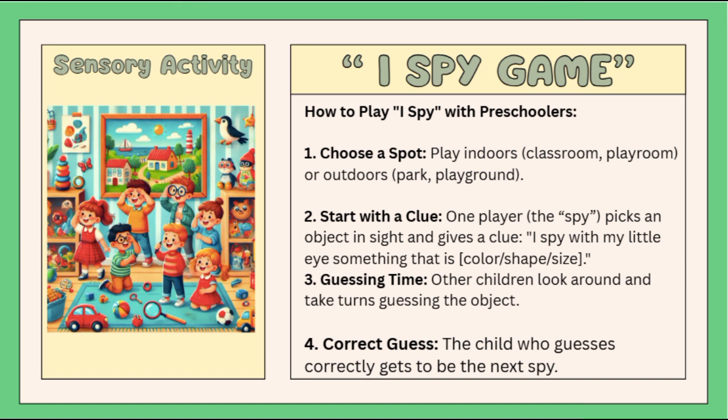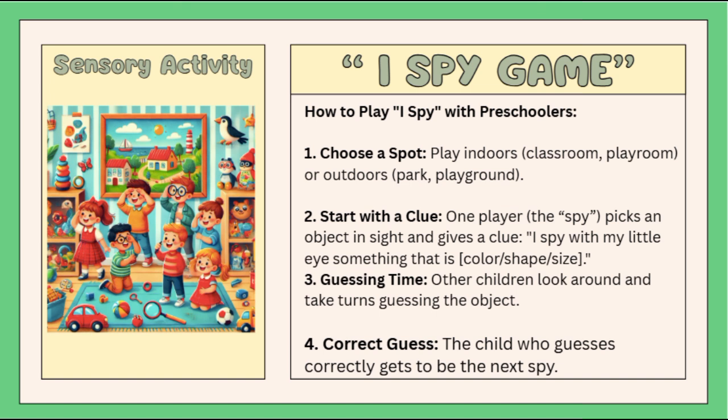How to play I Spy with preschoolers. Choose a spot. Play indoors, such as a classroom or playroom, or outdoors, such as a park or playground. Next, start with a clue. One player picks an object inside and gives a clue. For example, I spy with something blue.